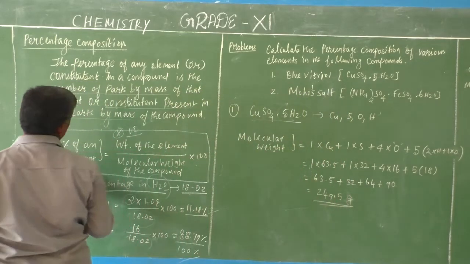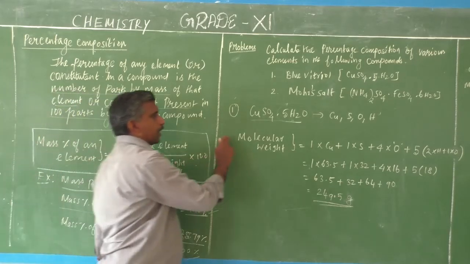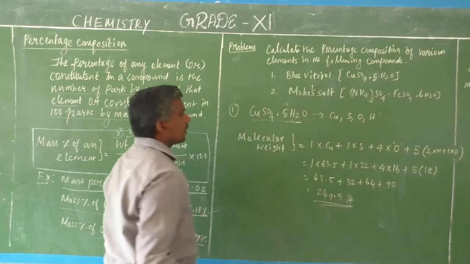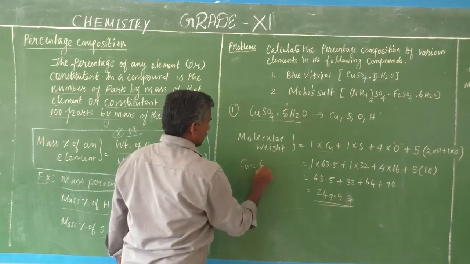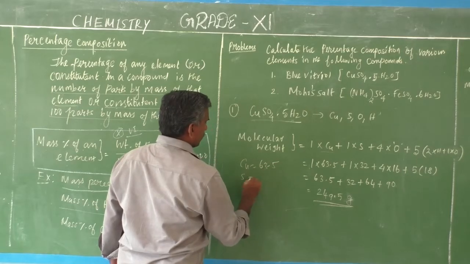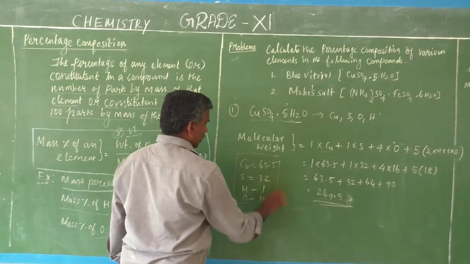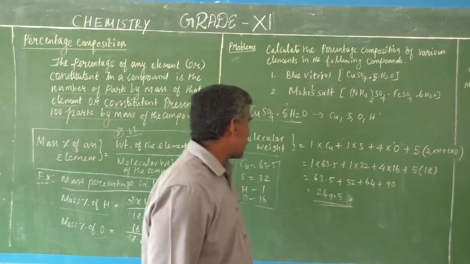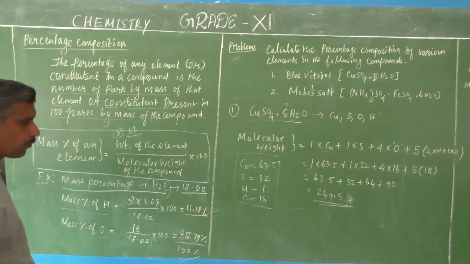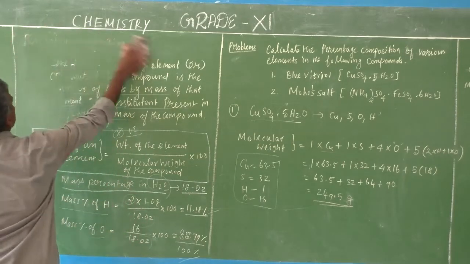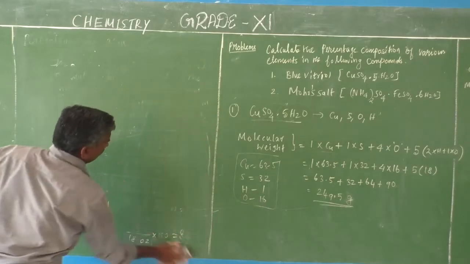Mass percentage of the element is equal to the weight of the element divided by the molecular weight of the compound. Which data is given? Copper mass 63.5, sulfur mass 32, hydrogen mass 1, oxygen mass 16. This data is given in your exam. Data is given, you only substitute the values. Okay. Second step, you find the composition of every element.